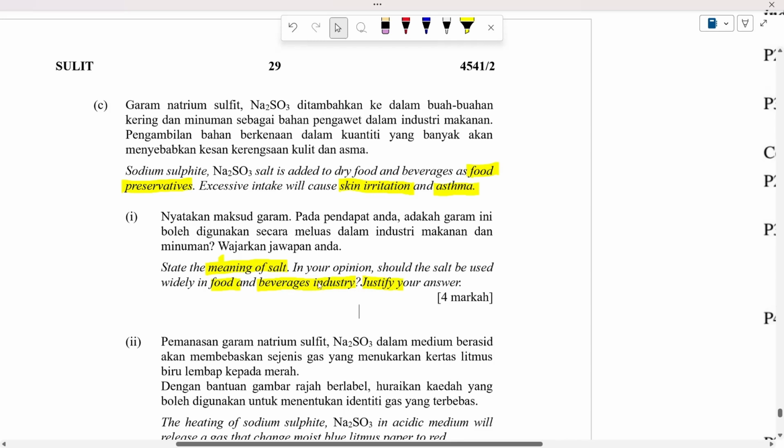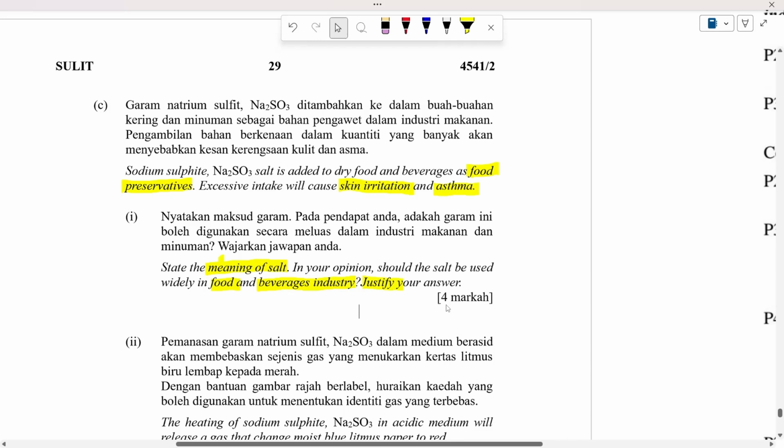Now let's say you agree. What is the reason? It can make the food last longer. Yes. What else? Increase the taste of the food. Yes. So 4 marks I think should be enough.